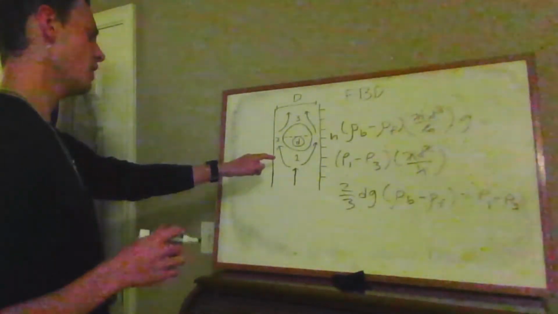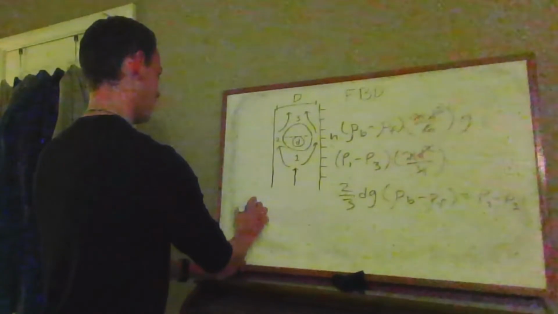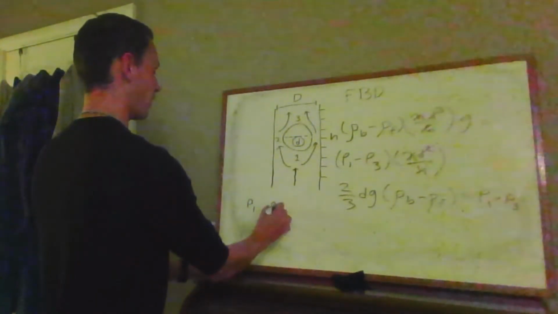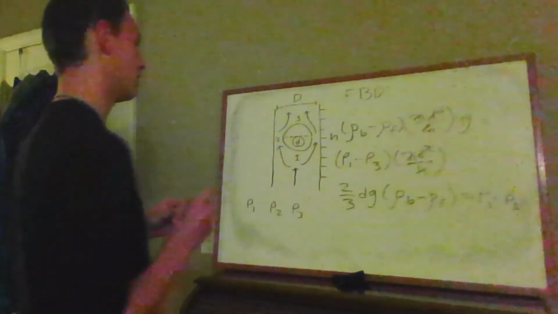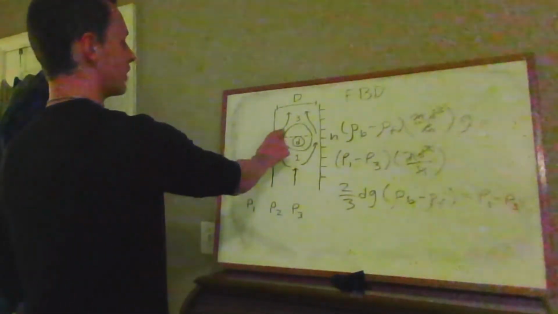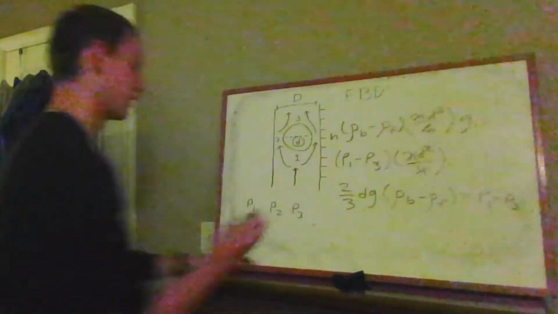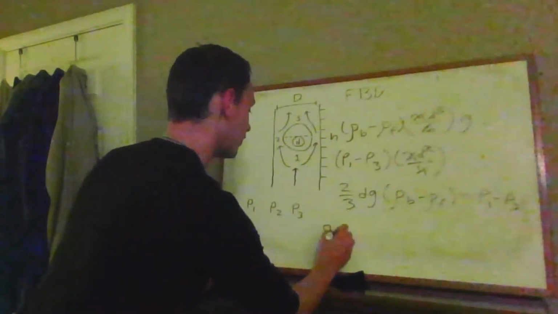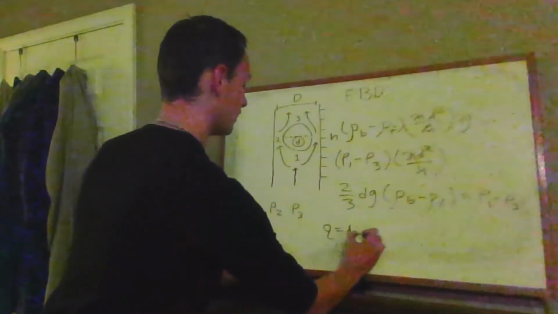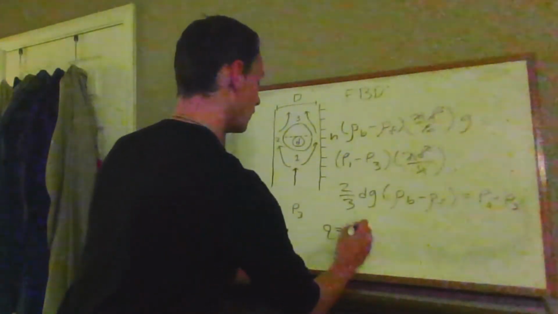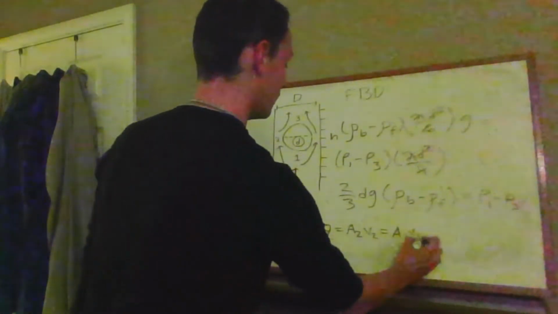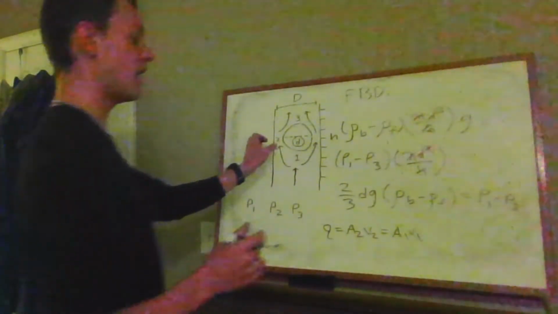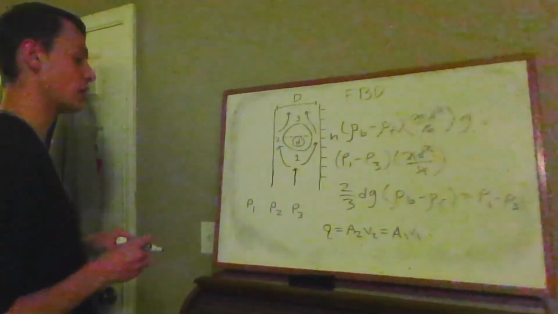What can we say about the pressure at position 1, the pressure at position 2, and the pressure at position 3? From the continuity equation, we know that if we decrease our area, the volumetric flow rate is conserved. So Q is equal to A sub 2 times V sub 2, which is equal to A sub 1 times V sub 1. If we decrease our area, the velocity of our fluid goes up.